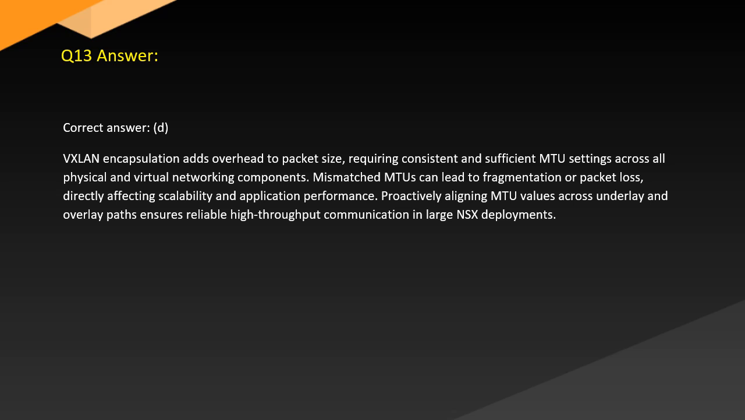Answer. Correct answer. D. VXLAN encapsulation adds overhead to packet size, requiring consistent and sufficient MTU settings across all physical and virtual networking components. Mismatched MTUs can lead to fragmentation or packet loss, directly affecting scalability and application performance. Proactively aligning MTU values across underlay and overlay paths ensures reliable high-throughput communication in large NSX deployments.